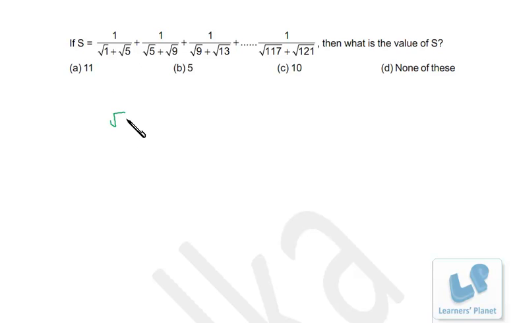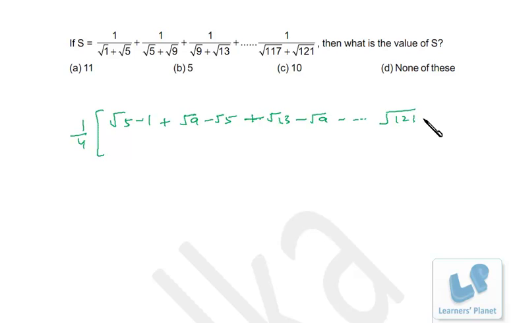Right? So here it is root 5 minus 1, and in the denominator root 5 plus 1, and into root 5 minus 1, that will produce 4, right? So in the entire calculation I'll be getting 4 in the denominator. Here I'm getting root 5 minus 1, here I'll be getting root 9 minus root 5, right? Similarly here I'll be getting root 13 minus root 9. Okay, at the last I'll be getting root 121 minus root 117.